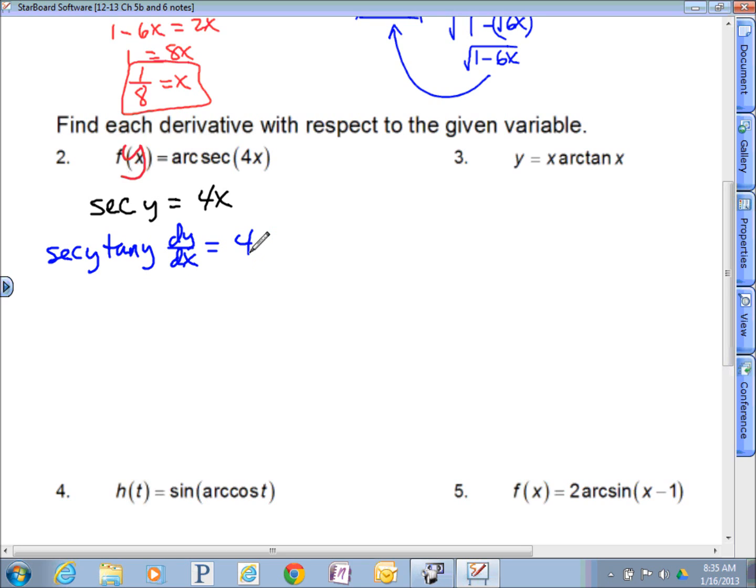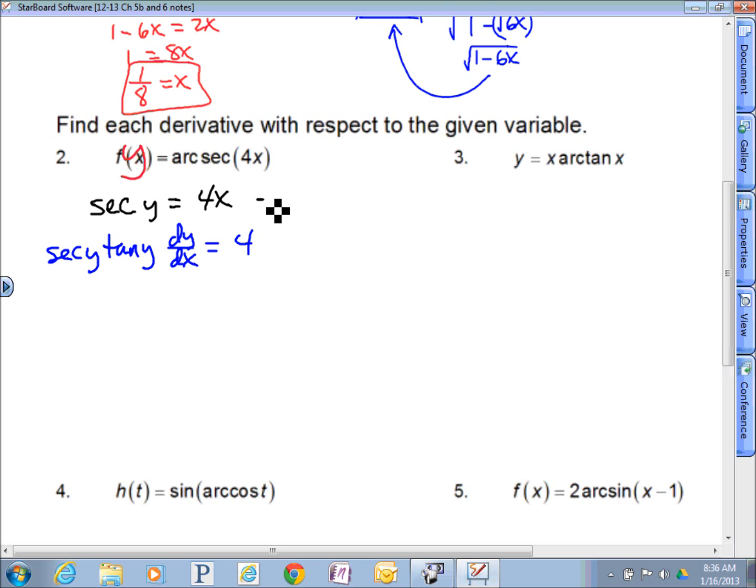Well, so your challenge now is, can you write secant of y and tangent y in terms of x? Because if you can, you're golden. Well, how would we do that? Why would we do that? Well, we do that because we're trying to find dy dx. We introduce this y in here. We want to find this derivative with respect to the given variable. Our variable is x. We want to write everything in terms of x.